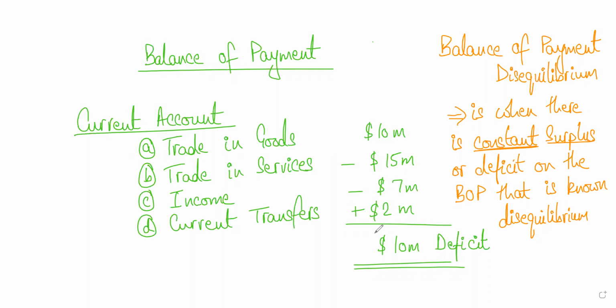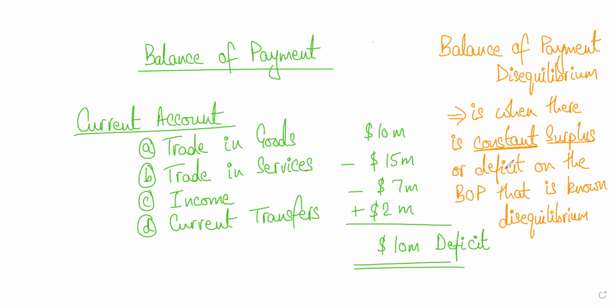And to answer your question there, Bob, equilibrium on balance of payment is when there are periods of surplus and deficits. So when a country has a mix of surplus and deficit on its balance of payment, that is considered to be a good situation, that is considered to be in equilibrium. But when a country is constantly facing a surplus or constantly facing a deficit on its BOP, that is defined as disequilibrium.